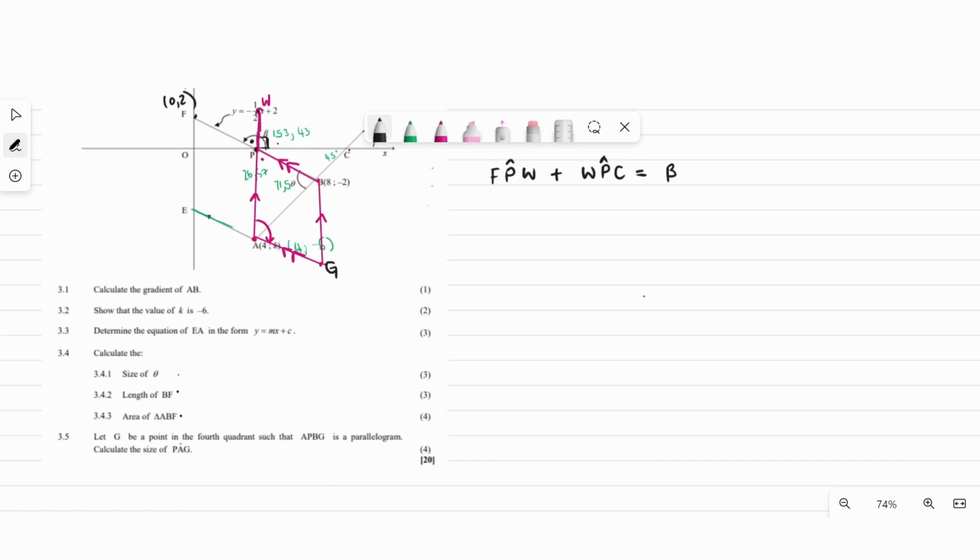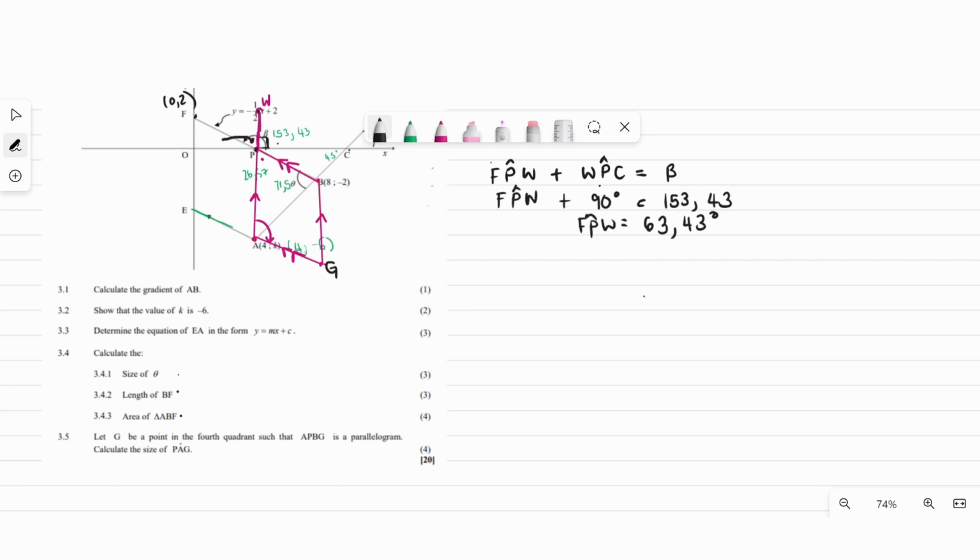So we need this one. We have this one, which is 90 degrees. So FPW plus 90 degrees is equal to beta, which we found to be 153,43. Right, so we need this one, so let's solve for it. FPW is equal to 63,43. Right, so now we know what this angle is.